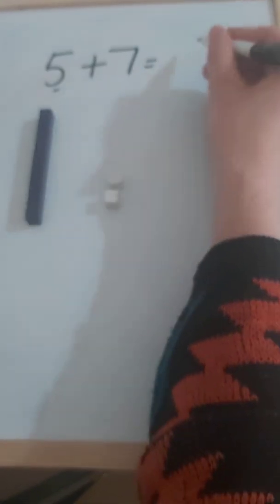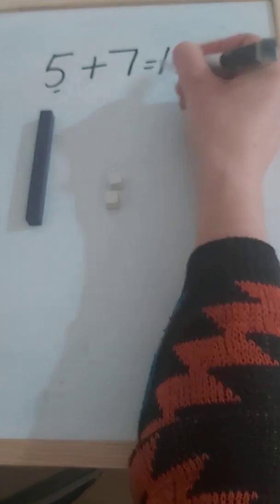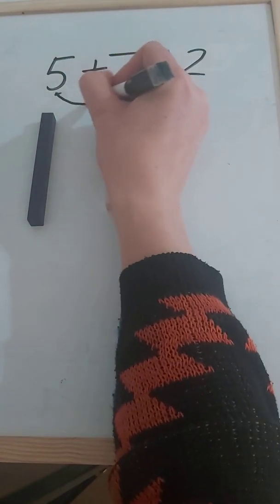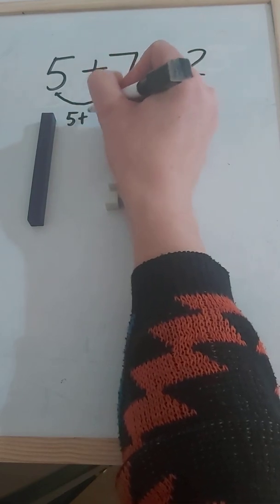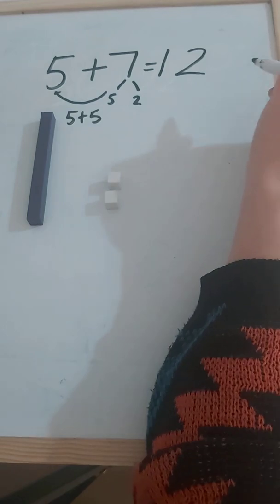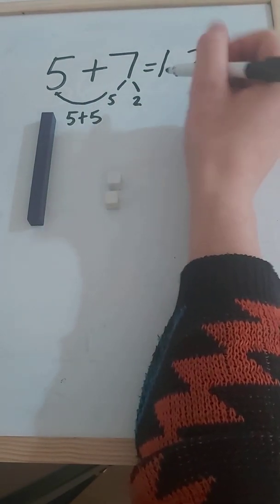Look how easy that is to see the answer now. I've got 2 ones and I've got 1 stick of 10. It made 12. So I thought about it as 5 add 5. And I had 2 left over because we know 5 and 2 is 7. Let's have a look at another example.